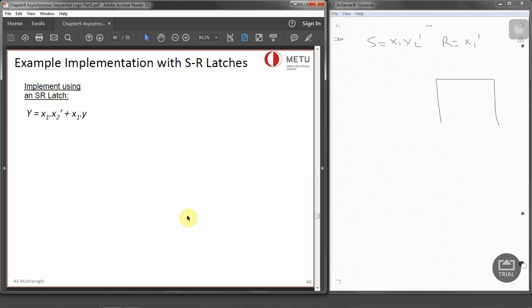Now we have got the SR latch with an S input, R input, Q and Q bar. This is actually our Y. And X1 X2 prime means we have got an AND gate. X1 is directly coming in, and X2 is going to be inverted. And we also have X1, which goes into the R input. But that has to be X1 prime, and that's going into the R input. Now this is all you need to do for implementing an asynchronous sequential circuit with an SR latch.